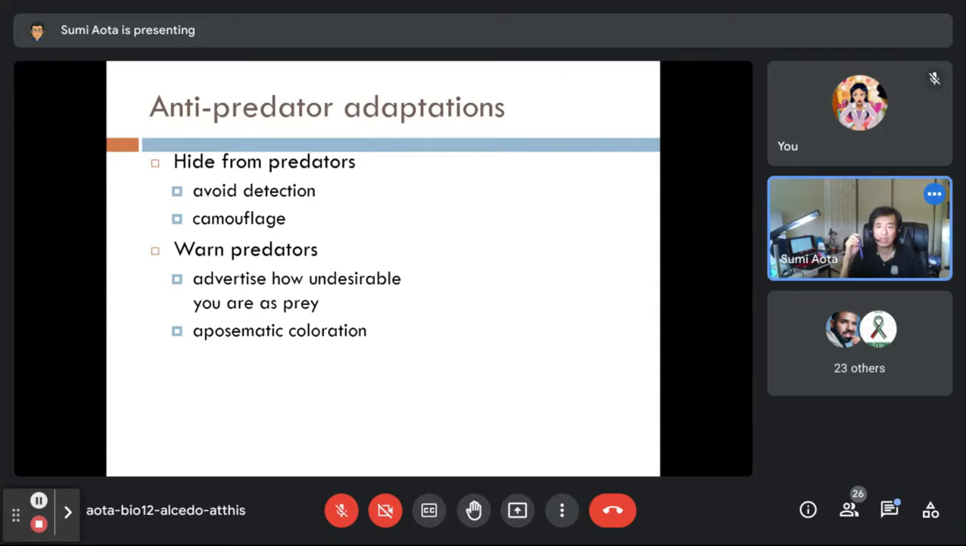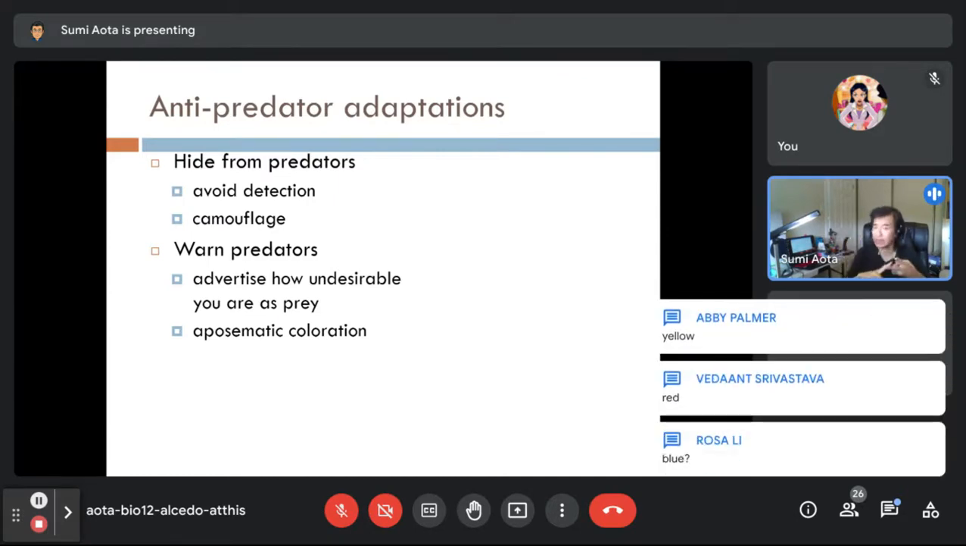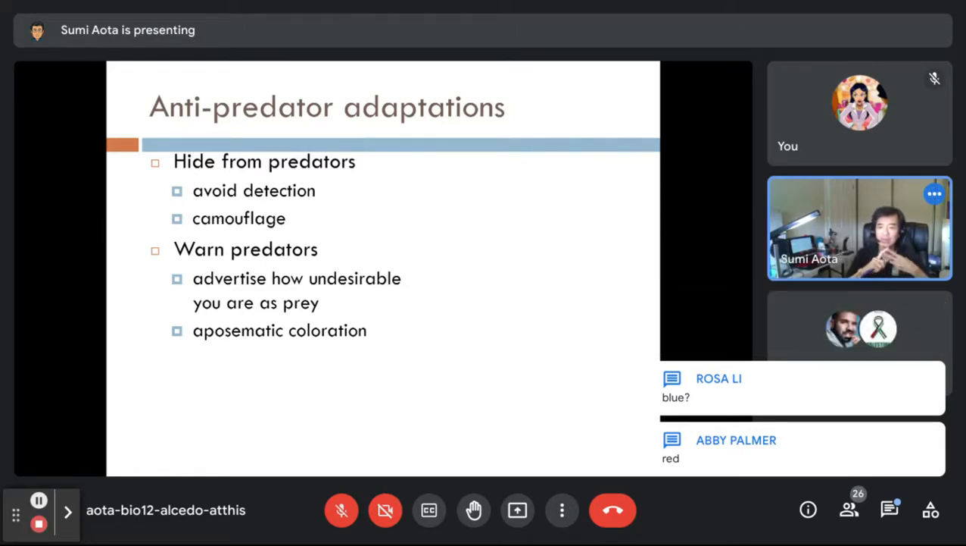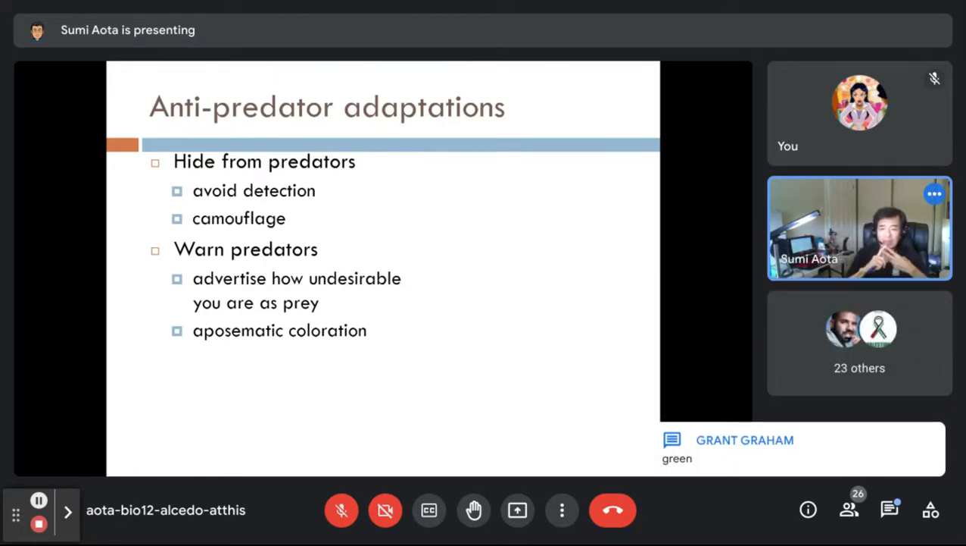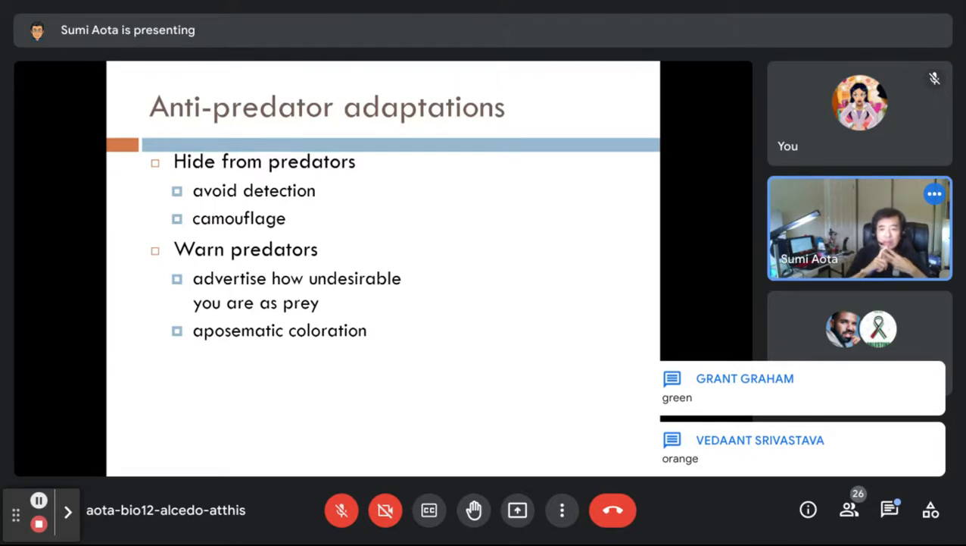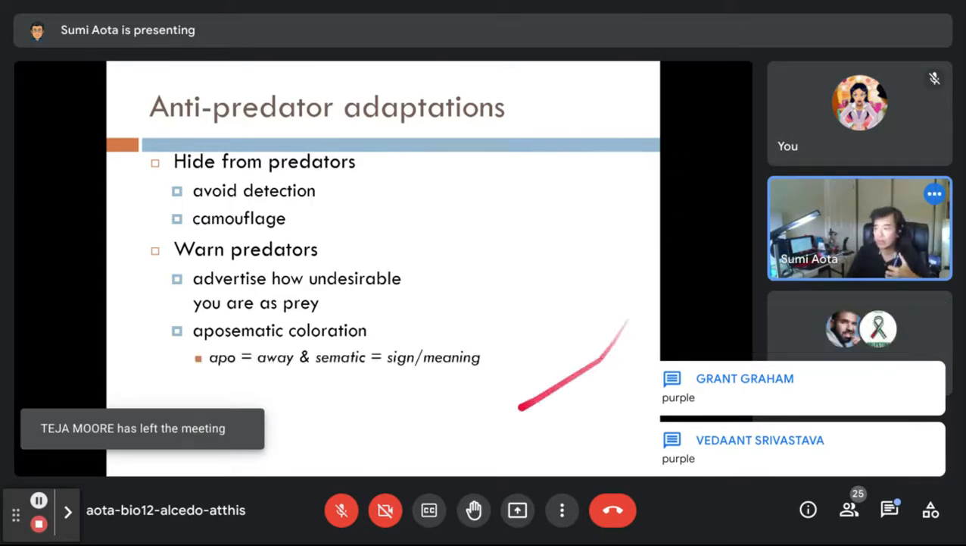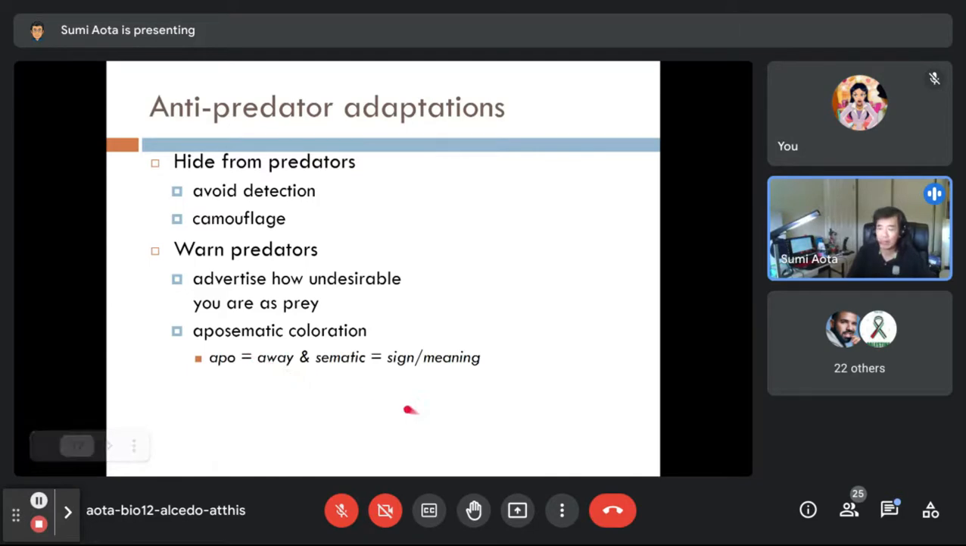What colors say, don't eat me? Yellow, red, yeah, those are two big ones. Not blue. Blue is very edible. There's two other colors that are huge. We'll talk about them in a minute. Okay, so apo means away, somatic sign or meaning. Then there's two other ways of using mimicry to defend yourself, and we'll talk about that as well. To a lesser extent, purple.